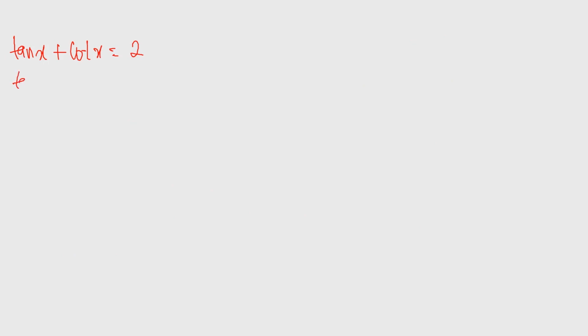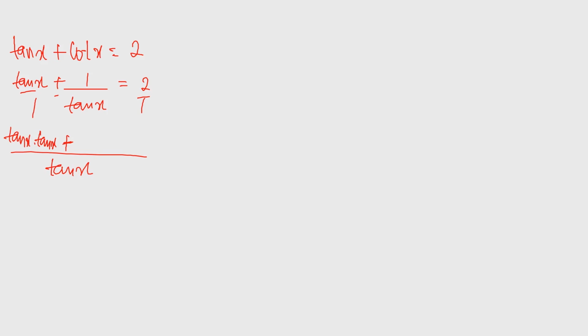Next: tan x plus cot x equals 2. Now tan x plus cot x is the same as tan x plus 1 over tan x, which is equal to 2. So here you can find the LCM as tan x. So tan x times tan x will give you tan x multiplied by tan x, then this plus sign, you put it here, plus, then 1 divided by tan x will give you 1, which is equal to 2 times tan x. So you can cancel out the tan x. So you're going to have tan square x plus 1 is equal to 2 tan x.